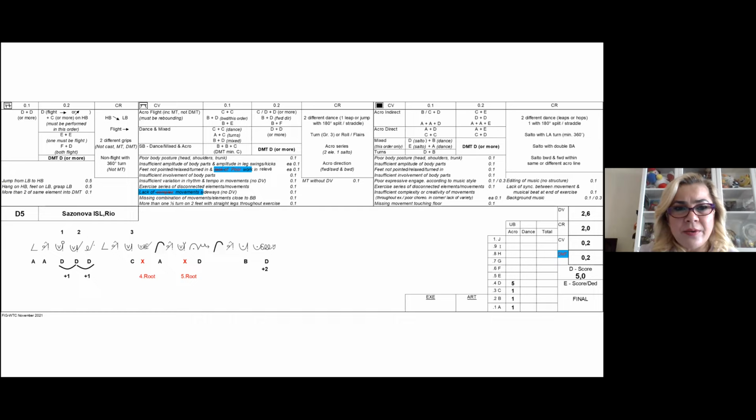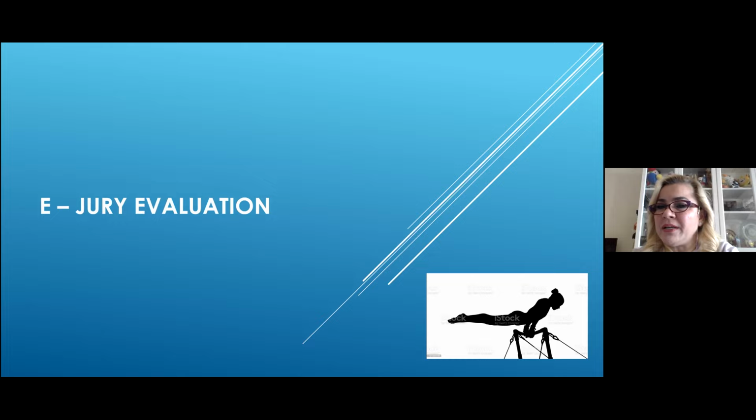Before we start, kindly remember all the deductions, the general and especially the specific apparatus deductions. We don't have many changes, only a new code added, the brush on the mat again. So 0.3 again for brush on the mats. And I think nothing else, all you know already about the deductions.